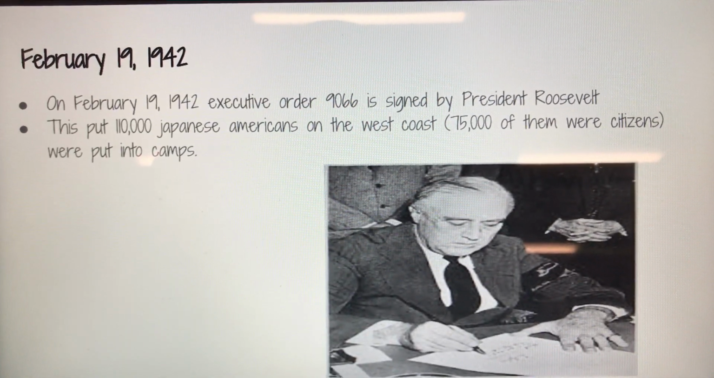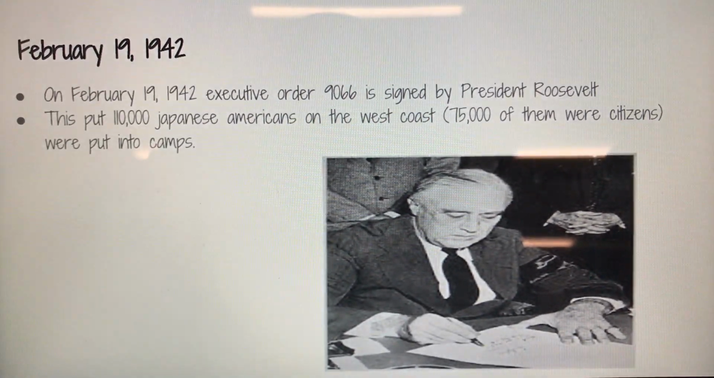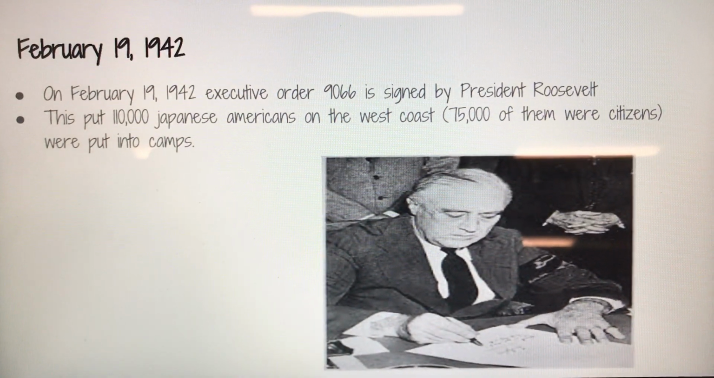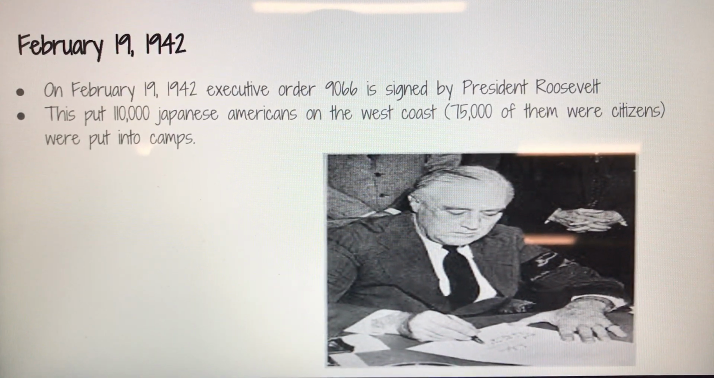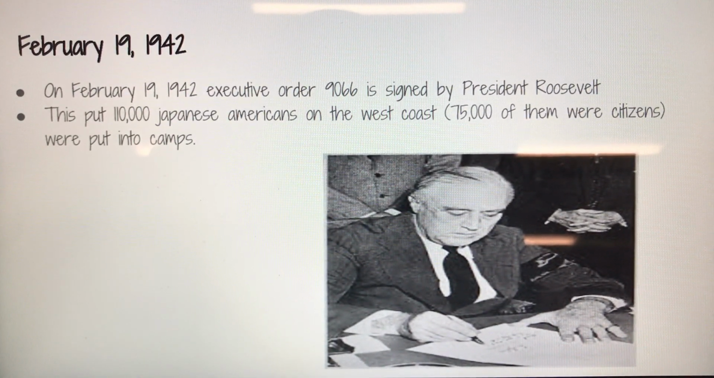February 19th, 1942. On February 19th, 1942, Executive Order 9066 is signed by President Roosevelt. This put 110,000 Japanese Americans on the West Coast in camps.